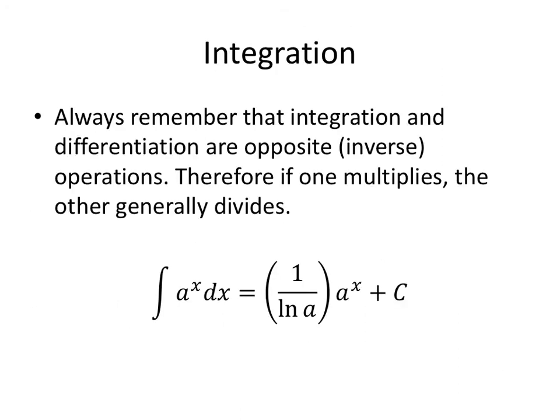Not only can we find derivatives with bases other than e, we can also integrate. Always remember that integration and differentiation are opposite or inverse operations. Therefore, if one operation multiplies, the other one generally divides. So, in finding the derivative of a to the x, we multiplied by the natural log of a. Here in the integral of a to the x dx, we will divide by the natural log of a, multiplied by a to the x plus c. Once again, notice there is not an integral with a logarithm inside. That's not something we can do at this time. We can handle that with other techniques that you'll see in later calculus courses.